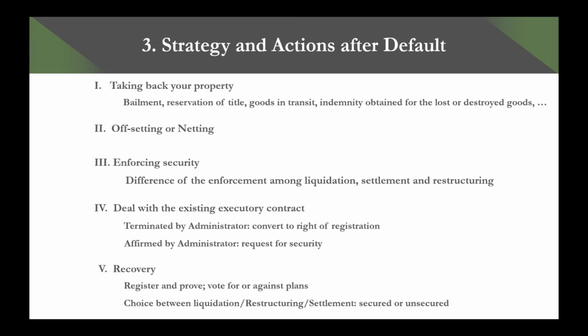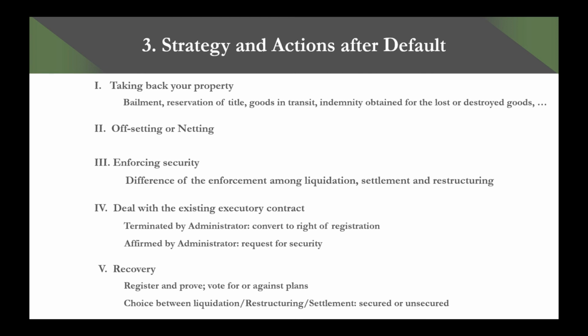The last part would be to seek recovery in the bankruptcy proceedings. You need to register and prove your debt, you need to vote for or against the plan, and you can also choose to favor one of the three routes of the bankruptcy proceedings. Basically speaking, as the security right would cease to be enforced in the restructuring period, if you are an unsecured creditor, you may consider choosing restructuring. Otherwise, you may choose liquidation or settlement.